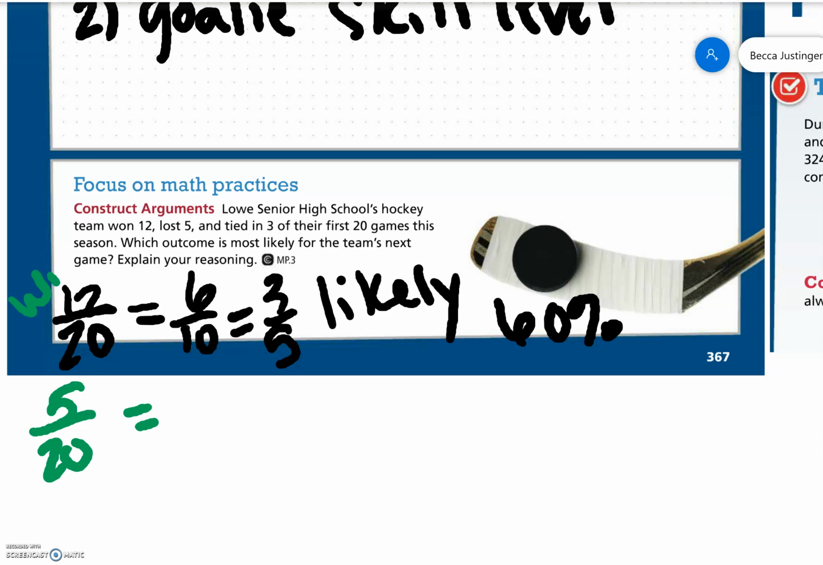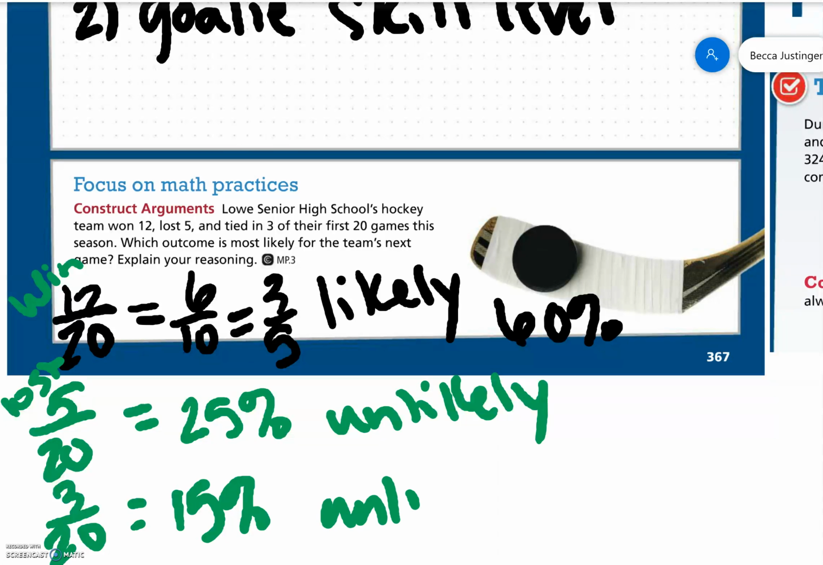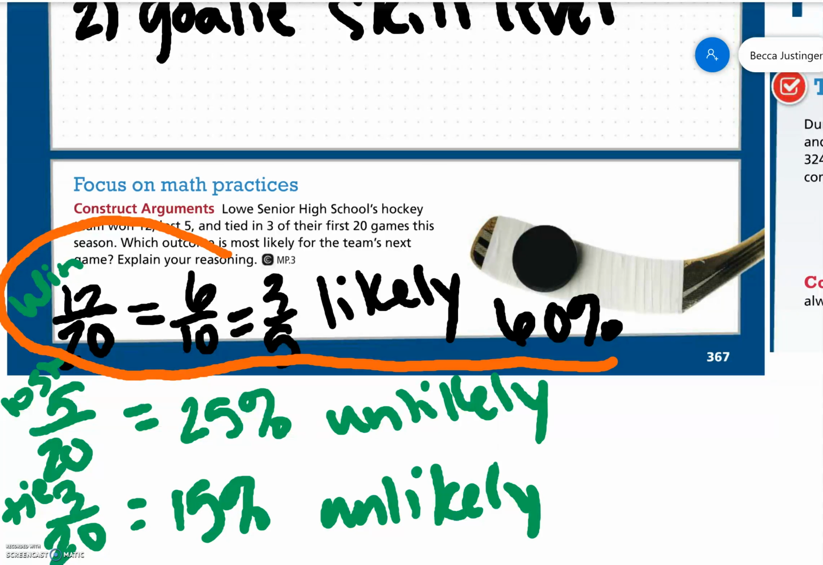They lost 5 out of 20, which is the same thing as 25%, which is unlikely. And they tied 3 out of 20, which is the same thing as 15%, which is also unlikely. So it is unlikely that they will lose or tie. It is most likely for them to win based off of their previous encounters.